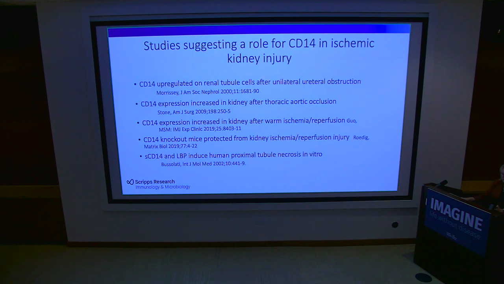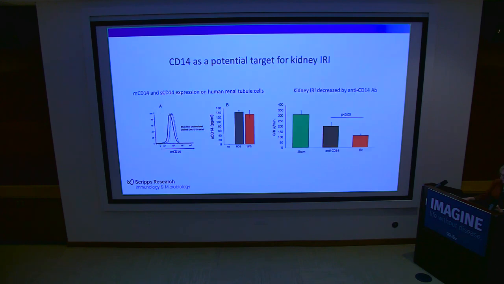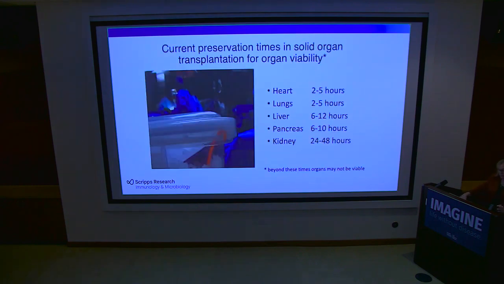in both mouse and human models, and I won't go into that. And we've been finding that we can upregulate membrane-bound CD14 as well as soluble CD14 in renal tubular epithelial cells from humans. And we have an antibody that decreases injury in a mouse model of CD14 as well, suggesting that this is a potential target as well. So now we've got several different angles to attack this at.